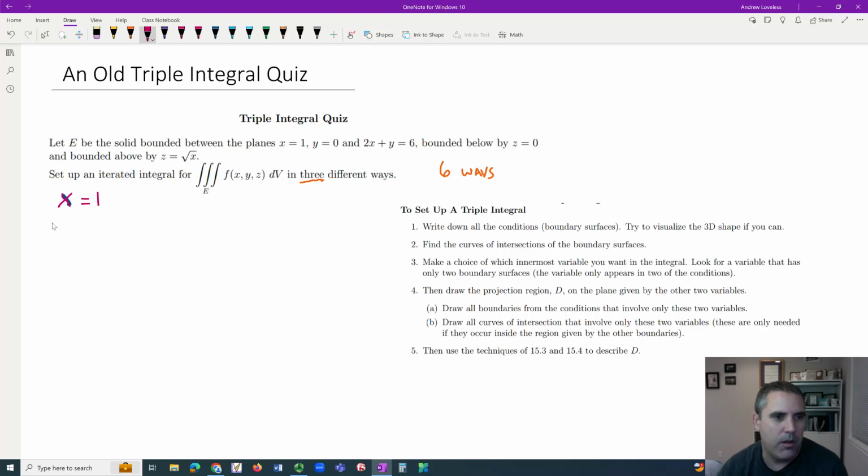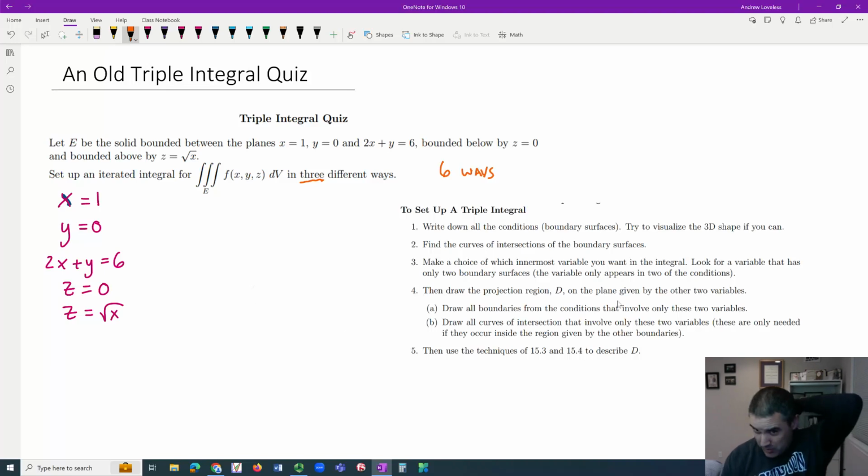But the boundaries are x equals 0, y equals 0, 2x plus y equals 6, z equals 0, and z equals the square root of x. Even just writing those, you gain some information. I mentioned trying to visualize in 3D, but if you do several of these examples, you realize you don't have to do that much visualization. Already I see a few things.